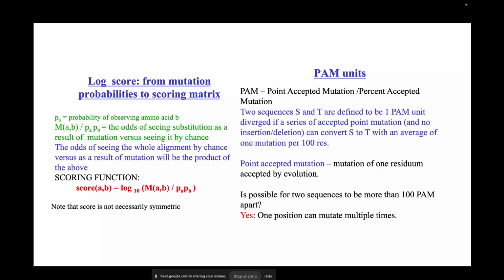Sir, can you re-explain the log score? My connection got lost a little bit.